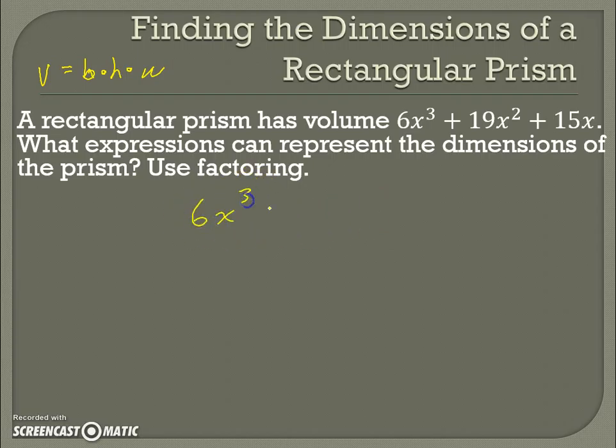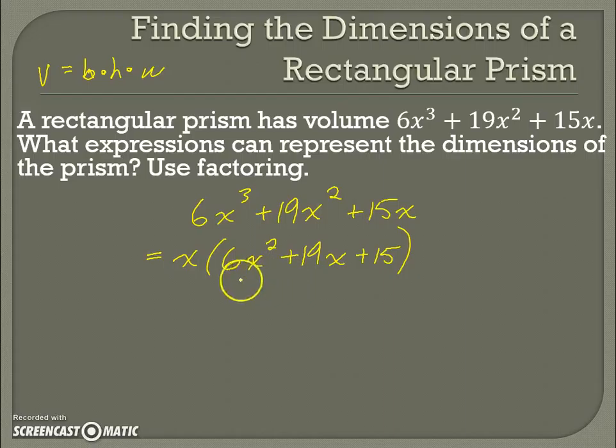So let's write it out. 6x cubed plus 19x squared plus 15x. First thing, are there any GCFs? Yes, there is. Just one. It's the x. So I'm going to leave everything else in there. So I get 6x squared plus 19x plus 15.